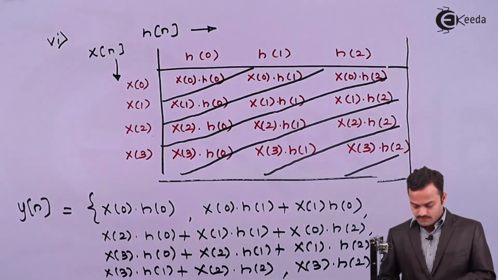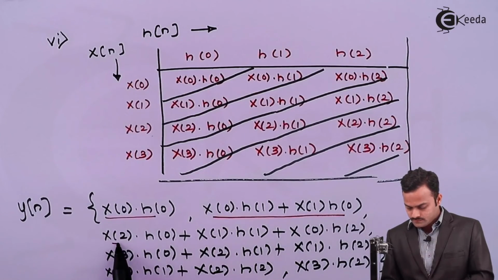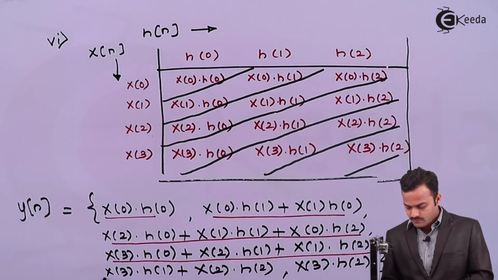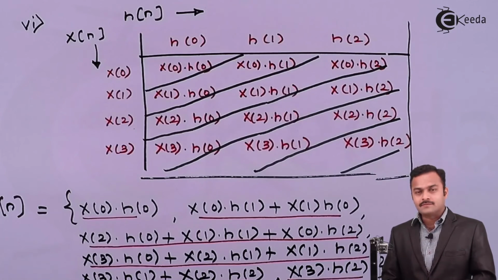So let's count the number of terms. 1, 2, 3, this is 4, 5 and 6. So I'm getting 6 terms. So the formula m plus n minus 1 for getting the number of terms in y of n is satisfied.